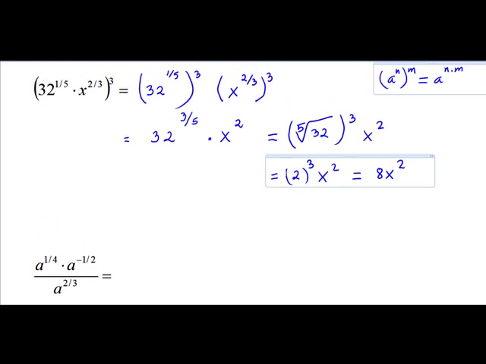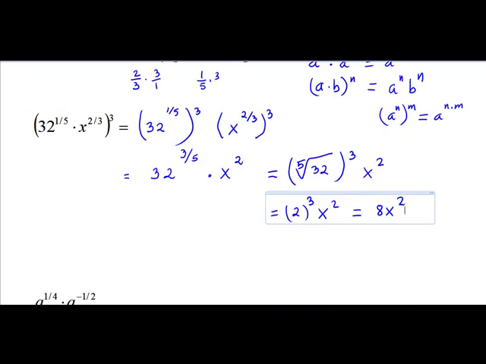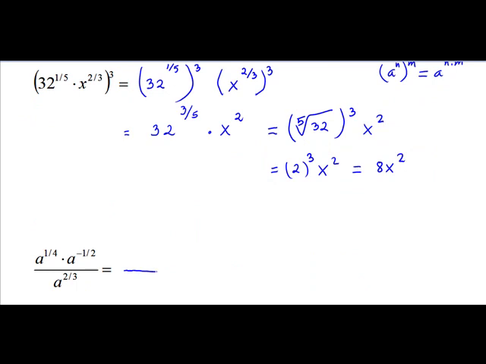Now, to simplify this problem, I see that I can use the first property because my base is the same, a and a here. So I'm going to use this property over here. It's a product property. It says when you have a to the n times a to the m, as long as a and a here are the same base, we can keep the base and add the exponents. Keep the base a, take 1 over 4 plus minus 1 over 2. And this denominator here, just copy over. We do it step by step.